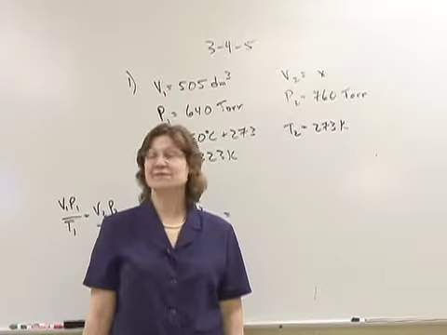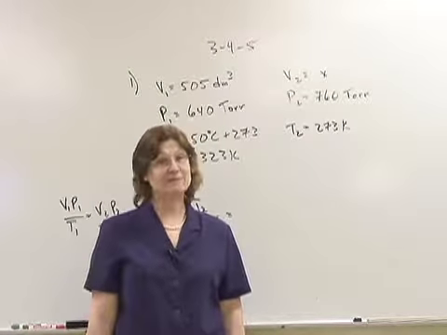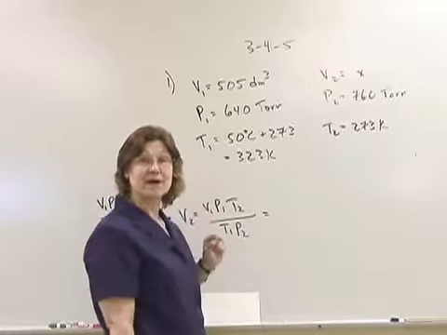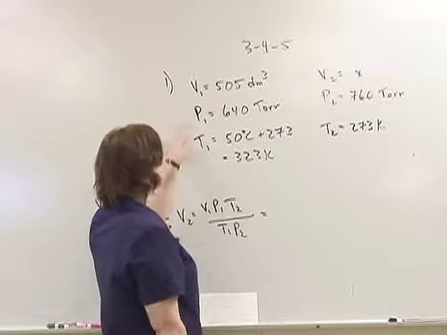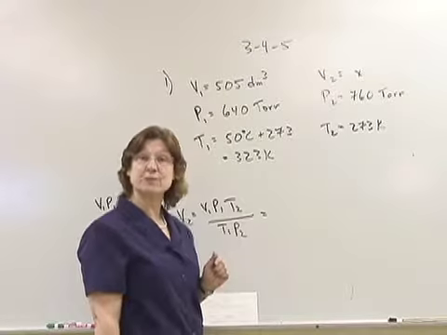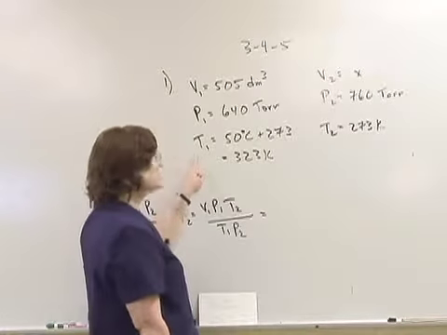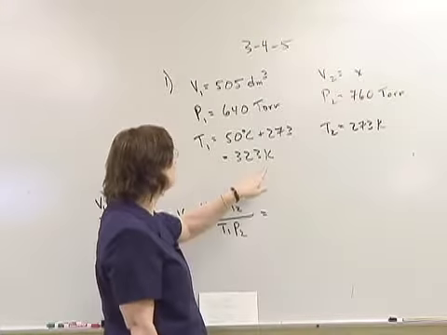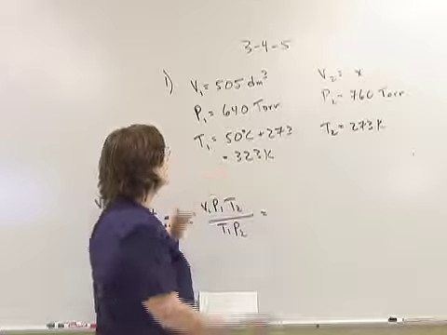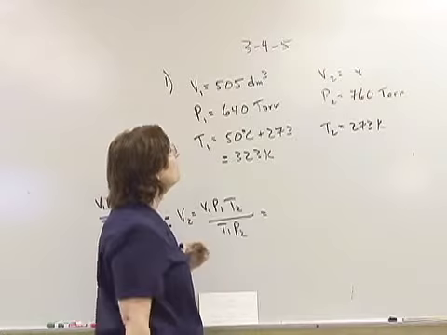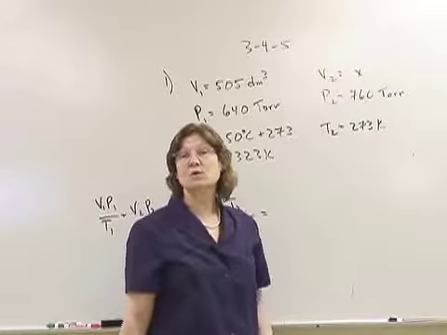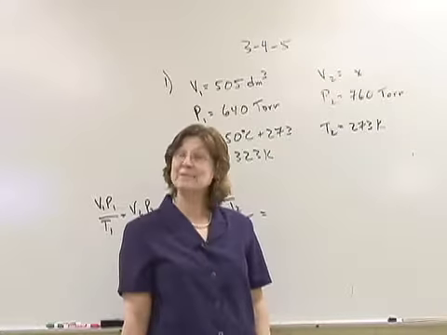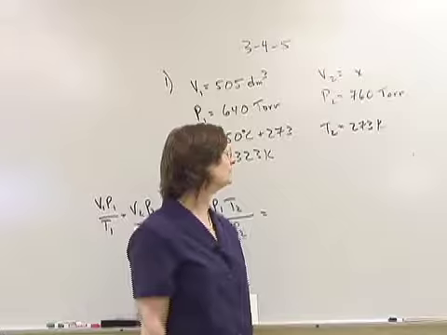In number one, it's very important to write a table of variables. I am given my initial volume as 505 decimeters cubed. My initial pressure is 640 torr. I'm given a temperature in degrees Celsius, and we must always change to Kelvin, and that would be 323 Kelvin. My V2 is my unknown, and I am going to standard temperature and pressure, STP.